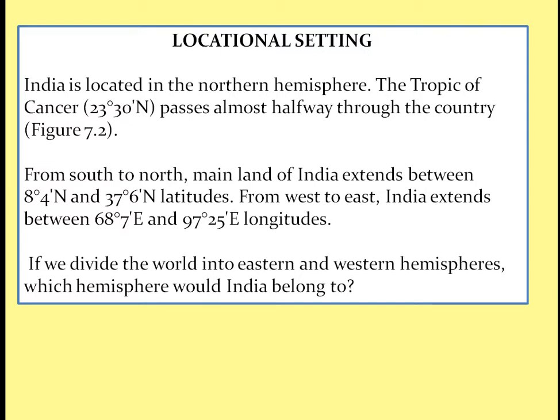Next, now we are going to see the latitudinal and longitudinal settings of our country. So India is located in the northern hemisphere. The Tropic of Cancer, that is 23 degree 30 minute north, passes through India and divides India almost into two equal parts. So the latitudinal extension of India is 8 degree 4 minute north to 37 degree 6 minute north. When we talk about the longitudes, they are 68 degree 7 minute east and 97 degree 25 minute east. So these are the longitudes.